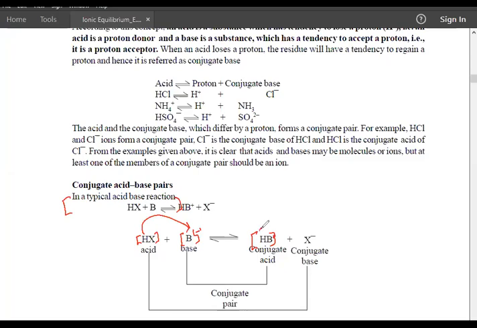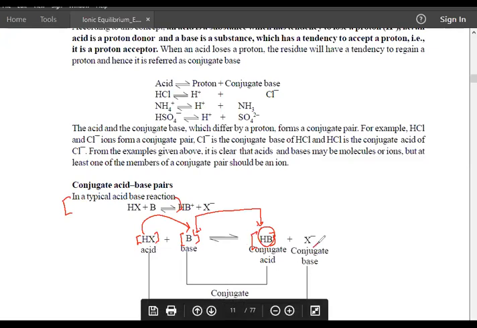Now what do you think? Is HB your acid or base? Tell me, everyone. It is your acid, right? Now this is called a conjugate acid. This HB is an acid, the conjugate acid of base B. That's what it's called, conjugate acid. In the same way, HX was an acid and it became X minus. So it is a conjugate base.